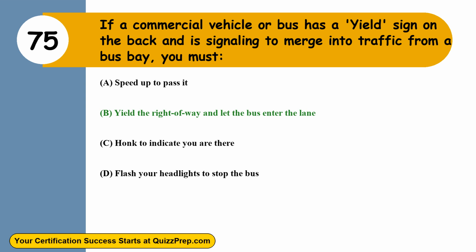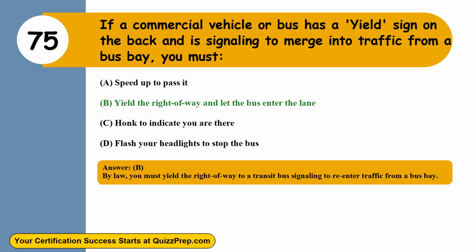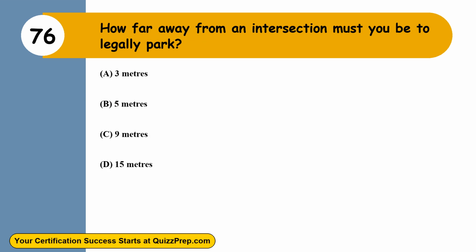The correct answer is option B. Yield the right-of-way and let the bus enter the lane. By law, you must yield the right-of-way to a transit bus signaling to enter traffic from a bus bay.